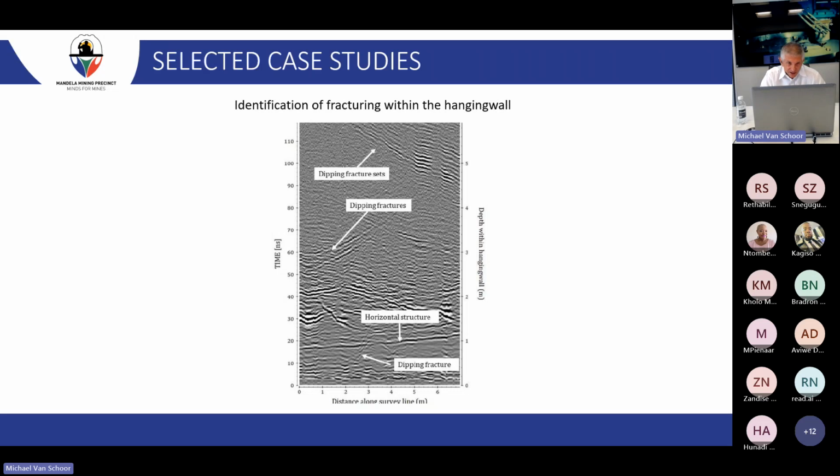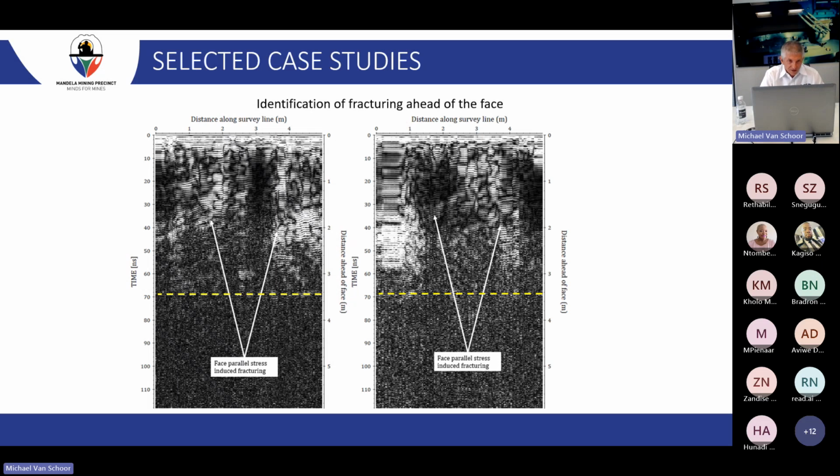Fracture characterization in the hanging wall is probably one of the most common GPR applications. You can look for your typical horizontal fracturing and dipping fractures, and this is obviously very useful information for your rock engineers. These are examples. It doesn't always provide good results, but you can also look ahead of the face at face-parallel stress-induced fracturing. This is just an example of that.